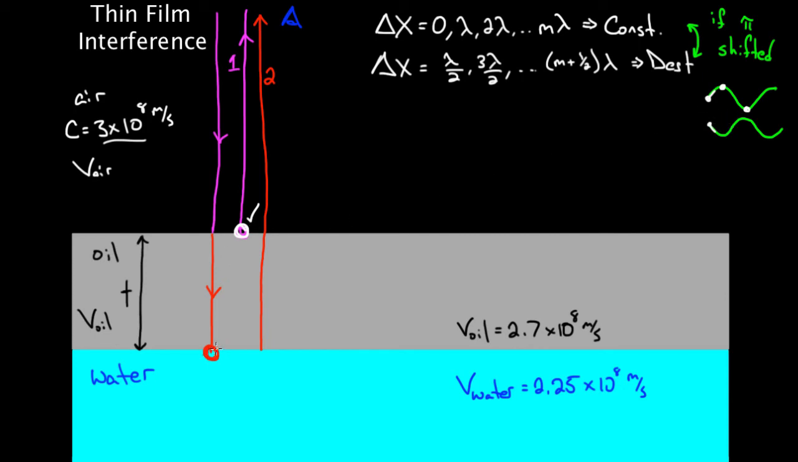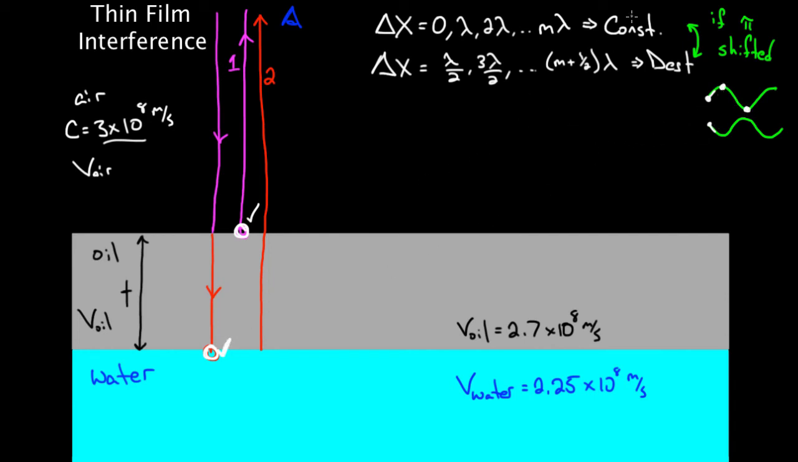How about this one down here? Did it reflect off of a slow medium? It did. It was in oil. It would have traveled into water, which is slower than the oil, and so this one also gets a pi shift. And same thing, if it came in as a peak, it will leave as a valley.